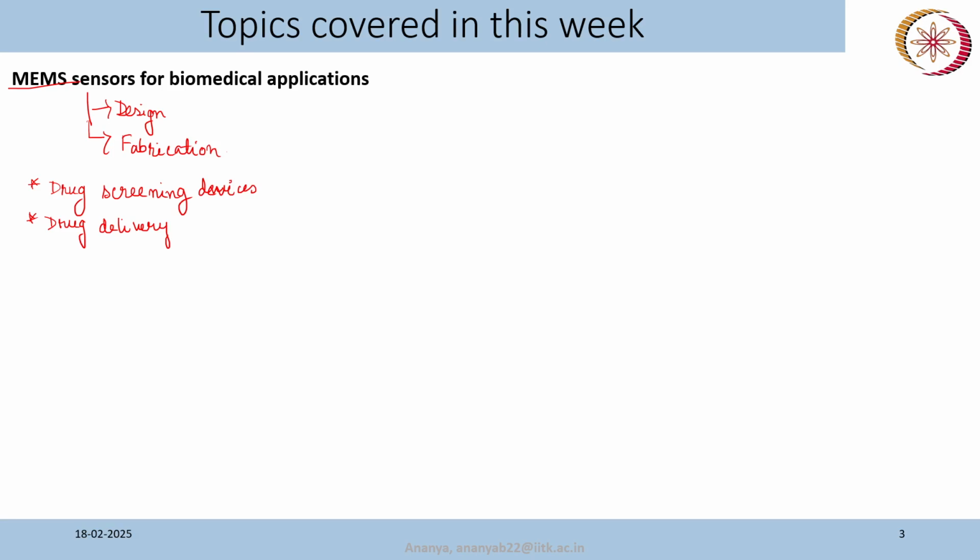So basically like that. Many works are going on in this category also. If you are interested, then you can look. Okay, so these are the two different aspects of MEMS sensors for biomedical applications, the two main areas where these sensors are used in biomedical application.